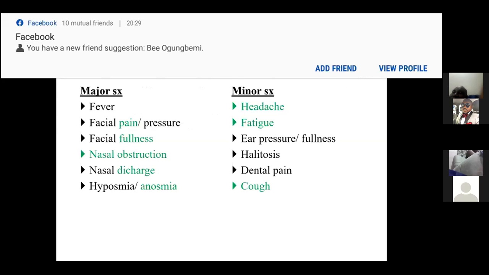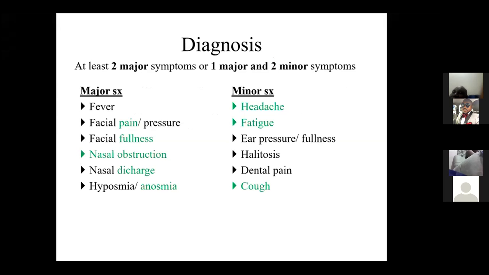Now, to make a diagnosis of this, you can use two major symptoms, or one major or two minor. On the screen, you can see the minor and the major signs here. We have the fever, facial pain, pressure, facial fullness, nasal obstruction, nasal discharge, anosmia, or cough. So for routine acute suppurative sinusitis, you can either use two of the major or one major and two minor to make a diagnosis of this.